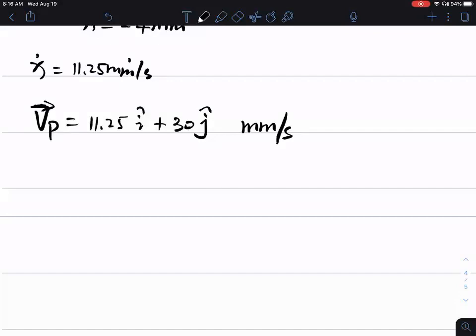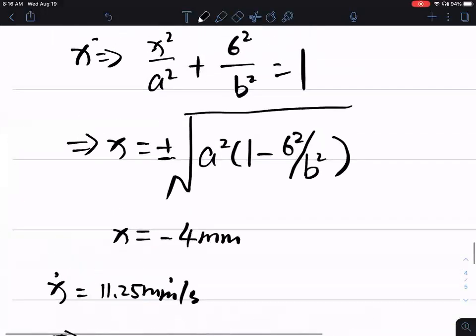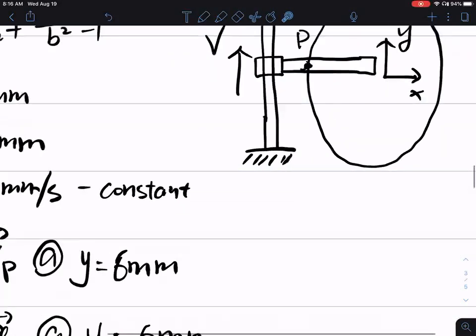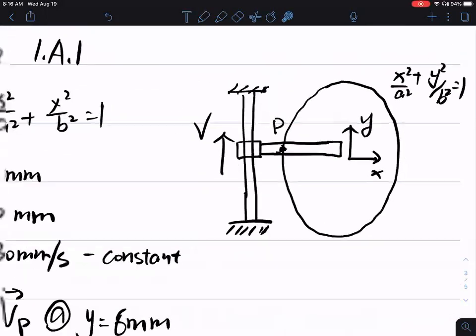Its y is negative. Yeah, okay. Let's look at this. You're right, our x is negative because the particle P is on the negative side of x, right? We have no problem here. So we know x equals negative 4 and y is positive 6.